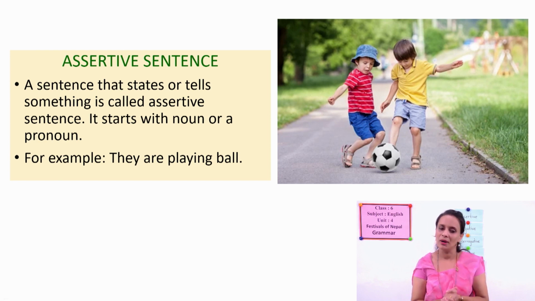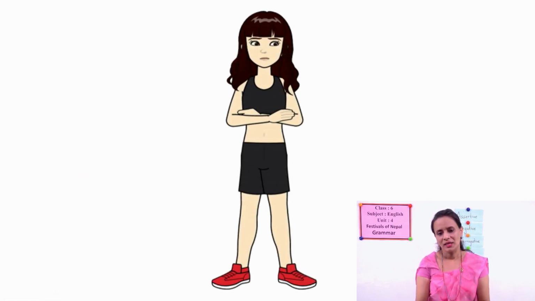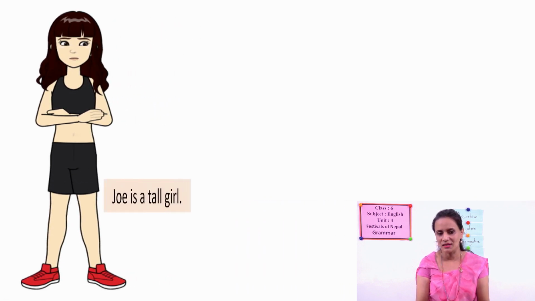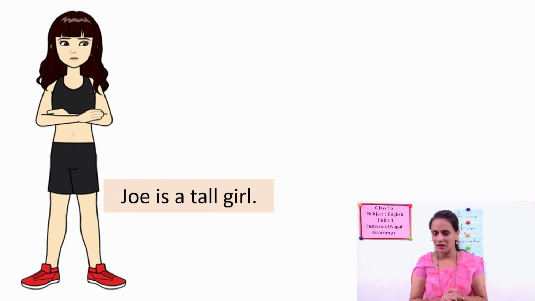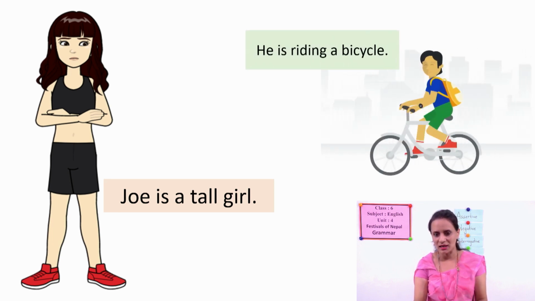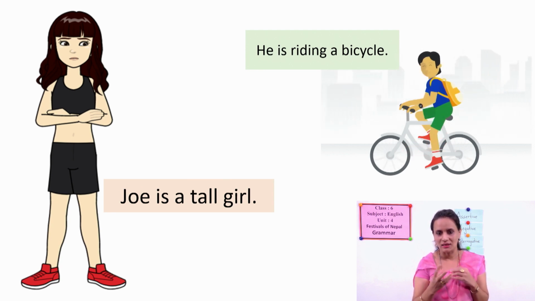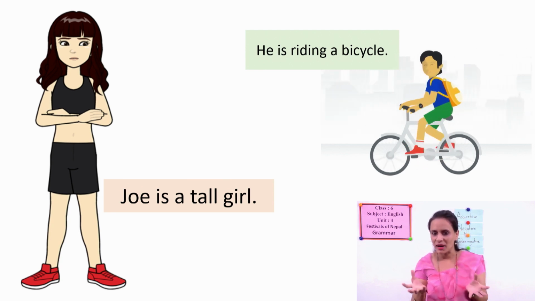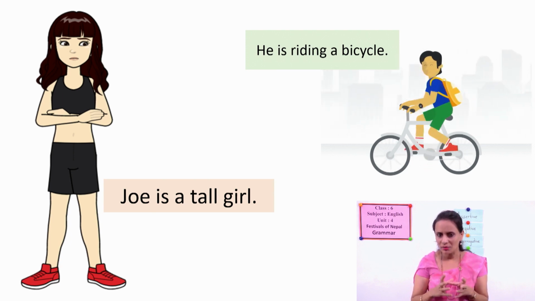Now let's have more examples here. You can see a tall girl here, isn't it? So how will you form it into an assertive sentence? Joy is a tall girl. It is telling something, and Joy is a noun. Now another, what is the boy doing? He's riding a bicycle. It is telling that the boy is riding a bicycle. He is riding a bicycle, and he is a pronoun.